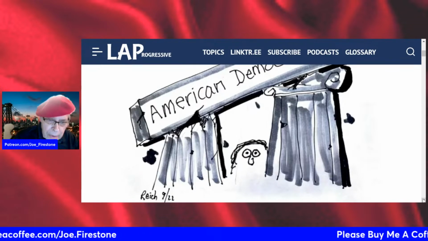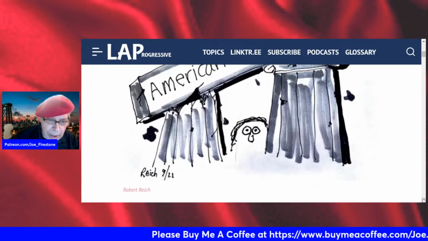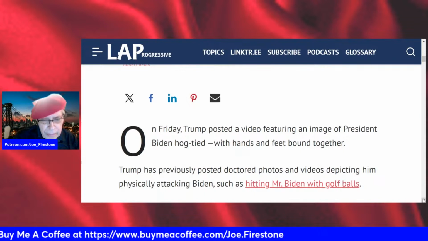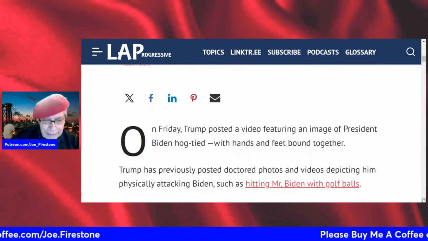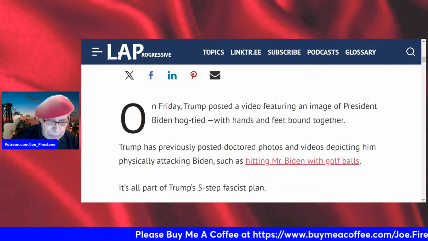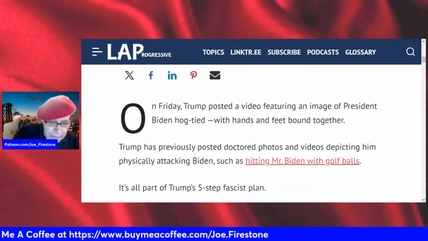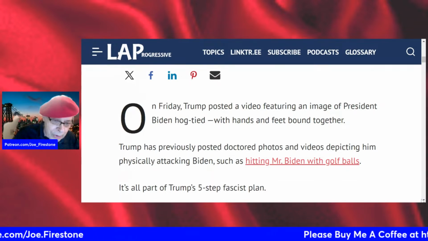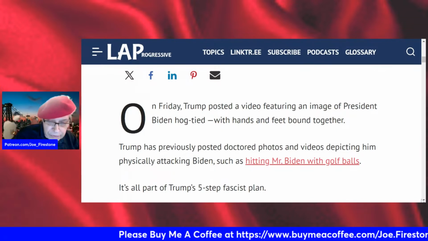Cartoon, okay, American democracy, with one of the pillars of American democracy collapsing. On Friday, Trump posted a video featuring an image of President Biden hog-tied, with hands and feet bound together. Trump has previously posted doctored photos and videos depicting him physically attacking Biden, such as hitting Mr. Biden with golf balls. It's all part of Trump's 5-step fascist plan.